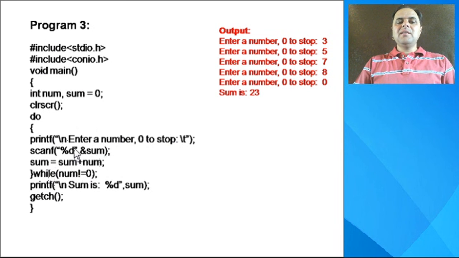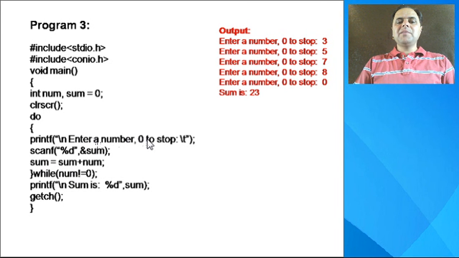Then the loop will execute again, and for example, enter a number. I have entered 7. So 7 plus 8 becomes 15. Then again, 7 is not equal to 0, so it will execute again. Enter a number. I have entered 8. So 8 plus 15 equals 23. So 8 is not equal to 0. The value of sum is 23.